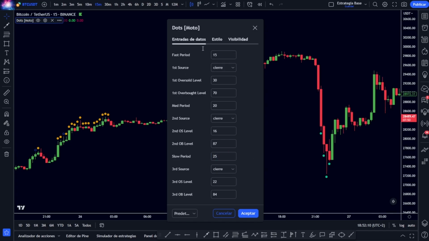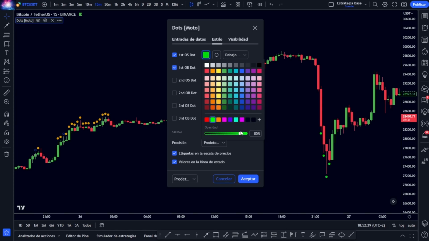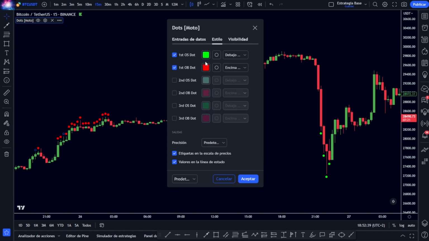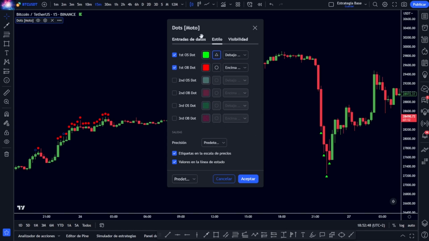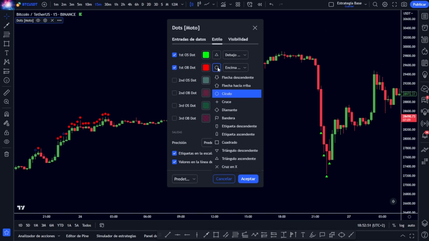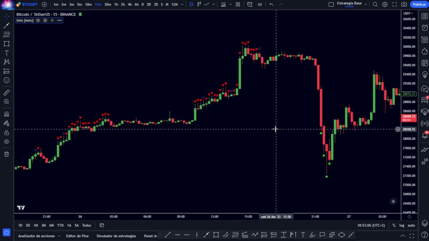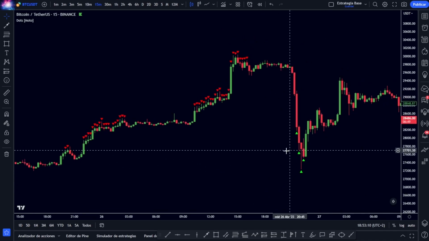We would leave the data entries ready and pass to the style zone, where we will remove both the second and the third configuration of dots. We would also choose to our taste the colors of the bullish and bearish zones. I, for example, will put the typical green and red, and here I will place, instead of circles, triangles, that is to say an ascending triangle as you can see here, and for the bearish zone, a descending triangle. I also usually remove these two options here to make the chart visually cleaner, and we would have something like this, as you can see, much clearer.